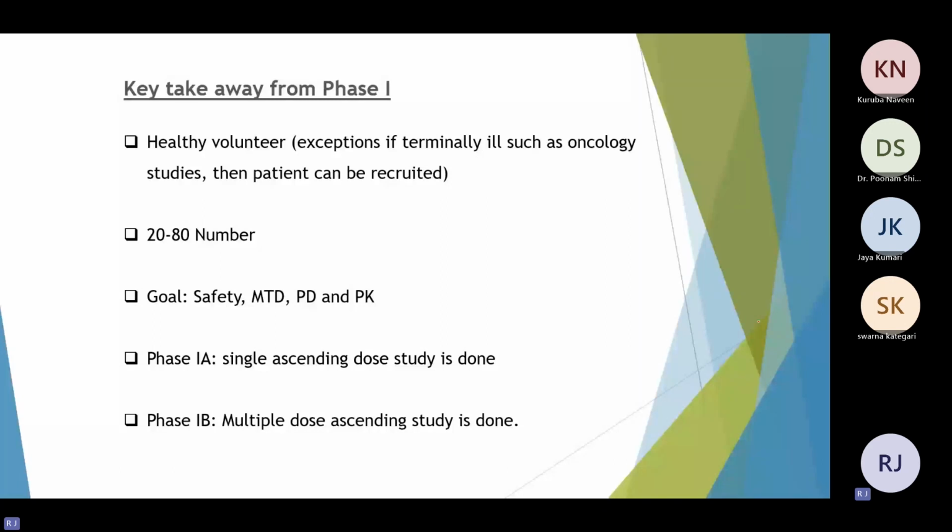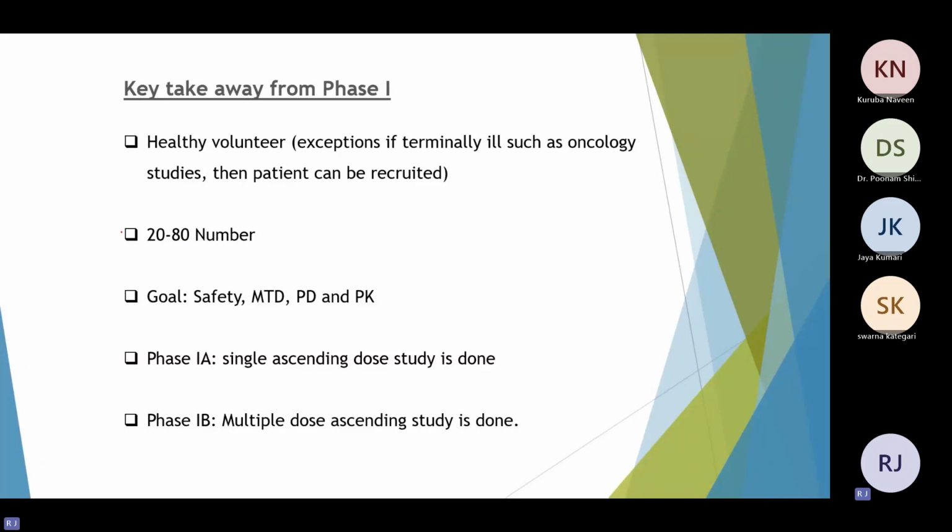But there are a few exceptions. For example, in cancer trials where terminally ill patients are there, and those kinds of trials where very toxic drugs are tested, we generally prefer to use patients instead of healthy volunteers. But whenever somebody asks you in phase 1 which type of subjects are recruited, you have to say healthy volunteers are recruited. But there are a few exceptions if the trial is being done on terminally ill subjects. For example, in oncology studies, instead of healthy volunteers, patients are recruited because drugs are generally cytotoxic.